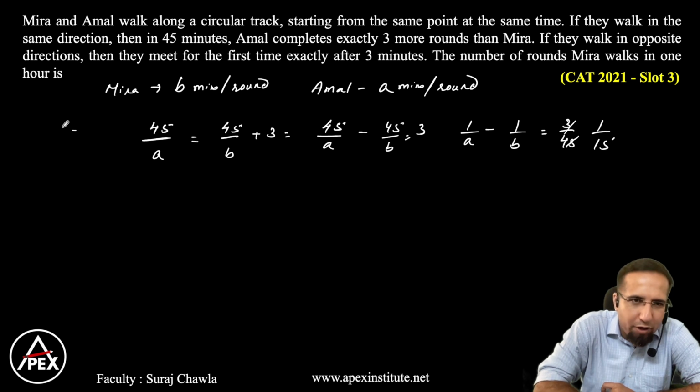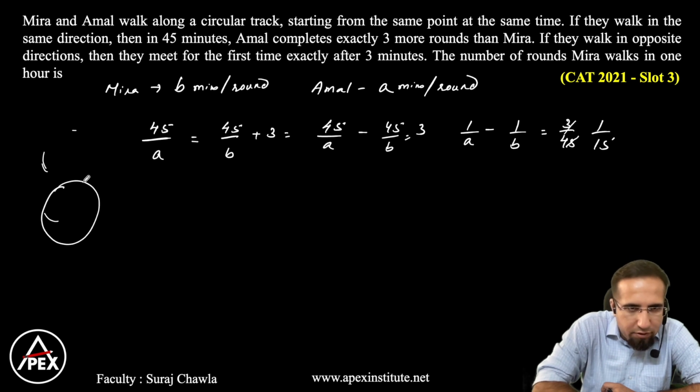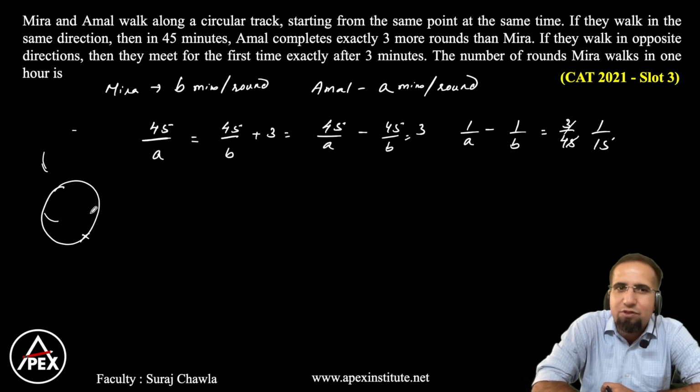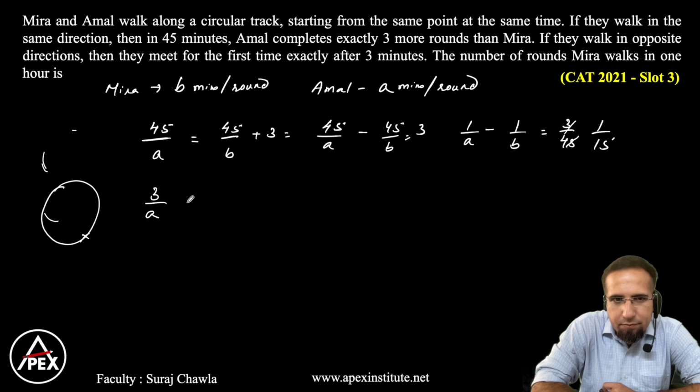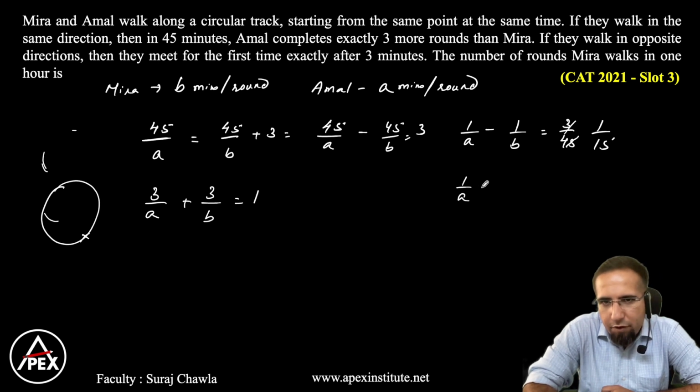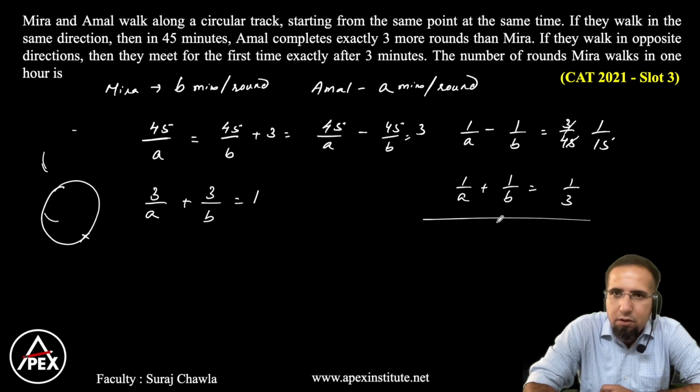Now we know that when two bodies are moving in opposite directions, the sum of the rounds is always 1. So in 3 minutes, Amal will complete 3 by A rounds. Similarly, in 3 minutes, Meera will complete 3 by B rounds, and this is equal to 1. So what do we have from here? We have 1 by A plus 1 by B is equal to 1 by 3.